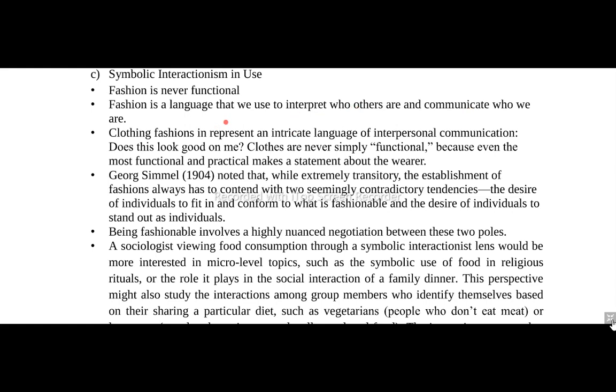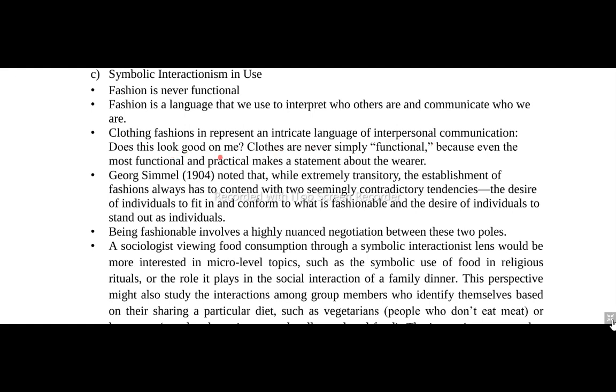So when you choose a dress that is of the latest fashion, it means that you are keeping up with fashion. You are telling others who cannot afford the current fashion that they are old fashioned, they are not up to date. Clothing fashions represent an intricate language of interpersonal communication.